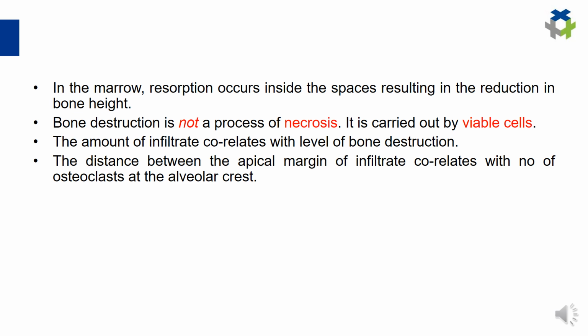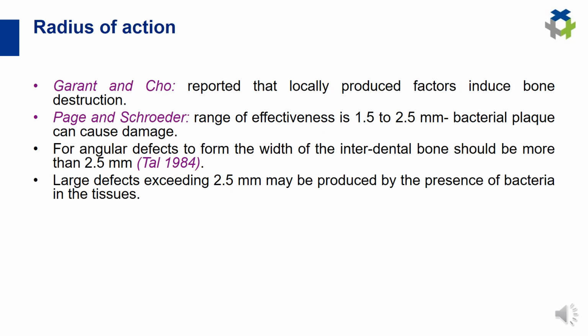Bone destruction is not a process of necrosis; it is carried out by viable cells. The amount of infiltrate correlates with the level of bone destruction. The distance between the apical margin of the infiltrate and the alveolar crest correlates with the number of osteoclasts.